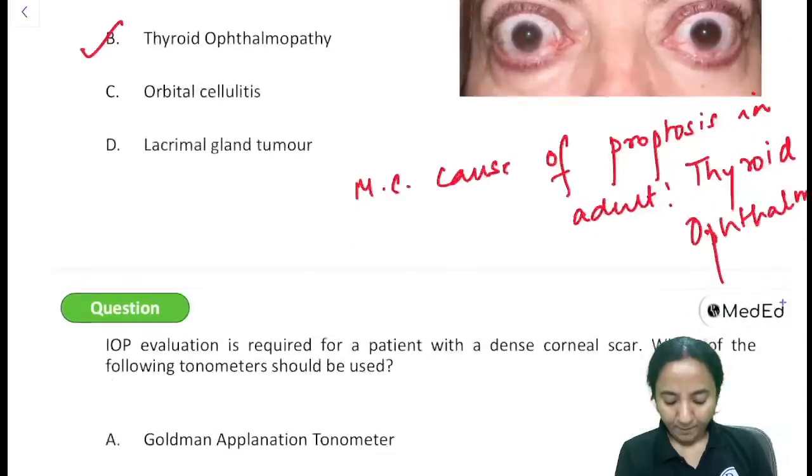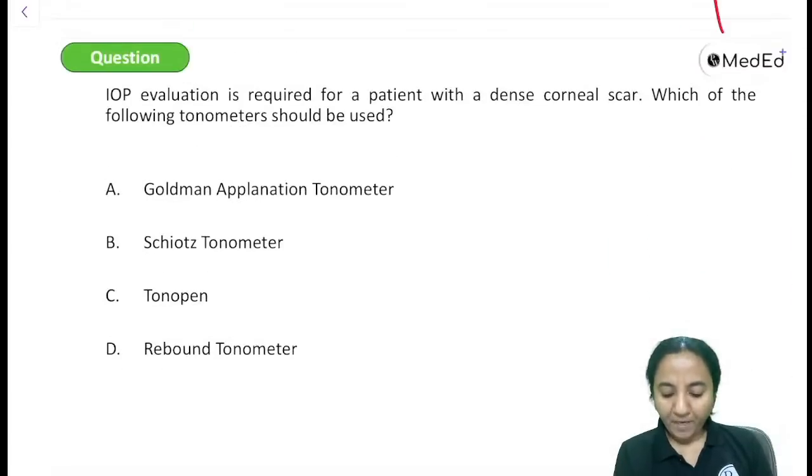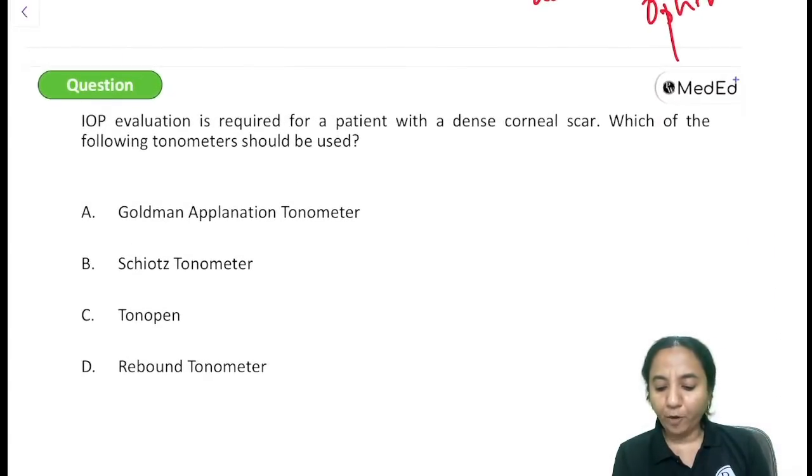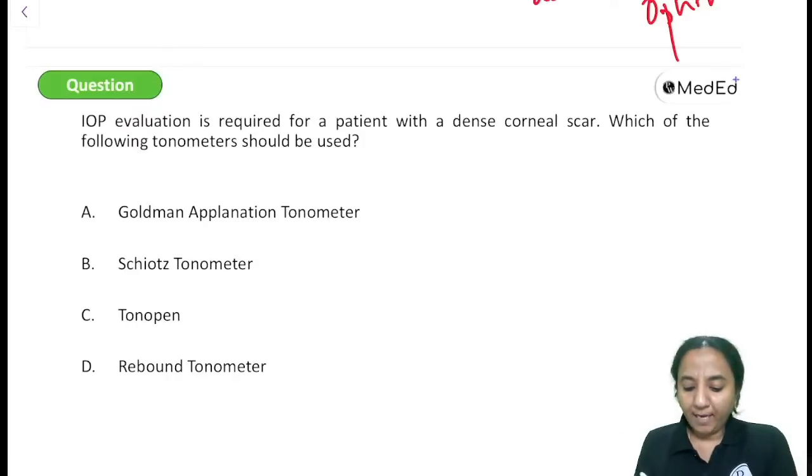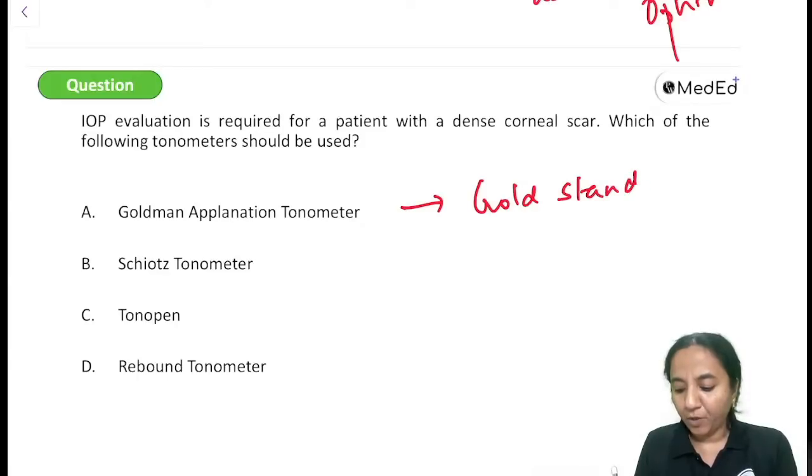Let's go to the next one. IOP evaluation is required for a patient with a dense corneal scar. So see, which is the gold standard tonometer? The gold standard tonometer is the Goldmann applanation tonometer.